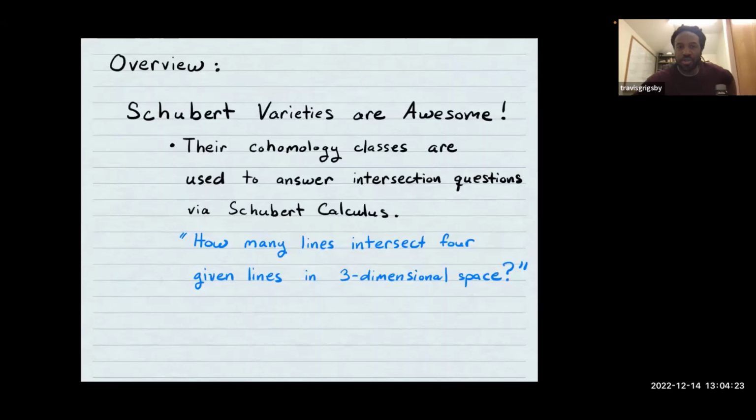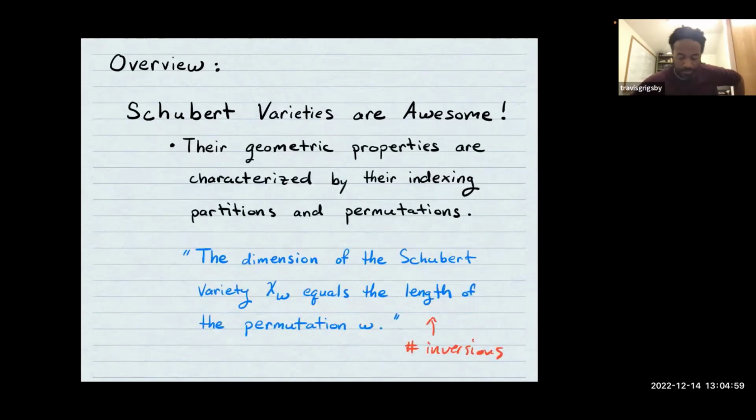And I just want to say that Schubert varieties are pretty cool. They're really awesome. They arise in the context of intersection questions. So you have this classical question of how many lines intersect four given lines in three-dimensional space. And it turns out that the cohomology classes of Schubert varieties, you can multiply them together and you can answer this type of question.